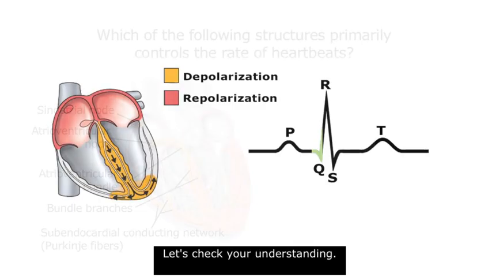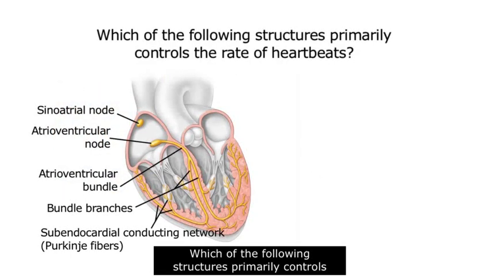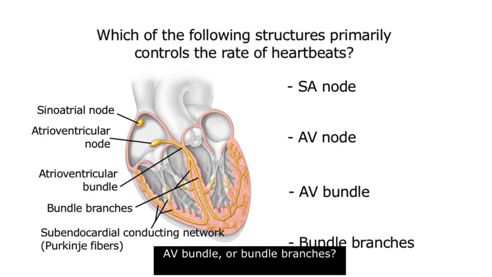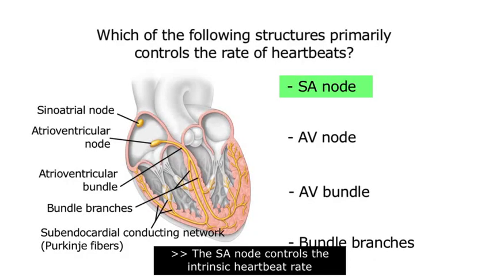Let's check your understanding. Which of the following structures primarily controls the rate of heartbeats? The SA node, AV node, AV bundle, or bundle branches? The SA node controls the intrinsic heartbeat rate in its role as the pacemaker of the heart.